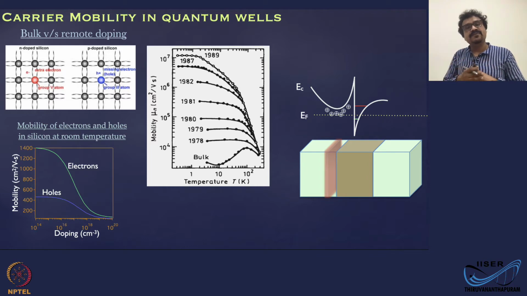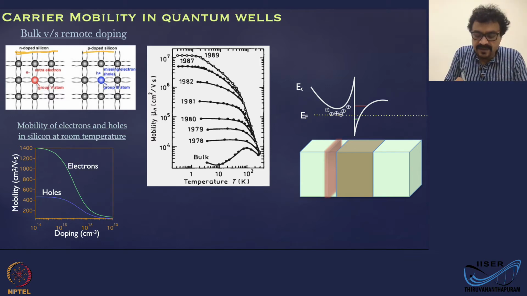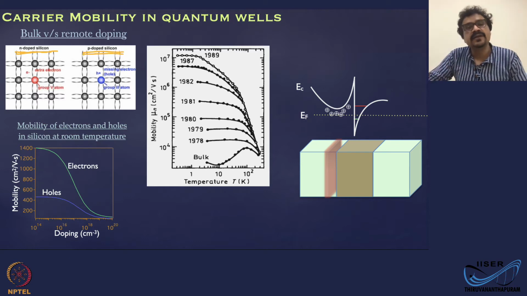Now, we discussed that carrier mobility, one of the major factors which controls carrier mobility is the impurity scattering. The major source of impurity in the semiconductor is the dopant. The N-type and the P-type dopant in a normal semiconductor. Here I am discussing the bulk semiconductor. Okay.